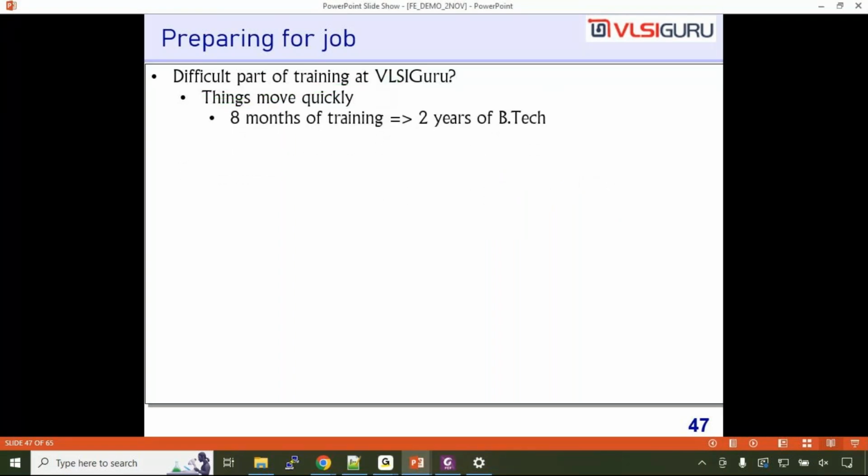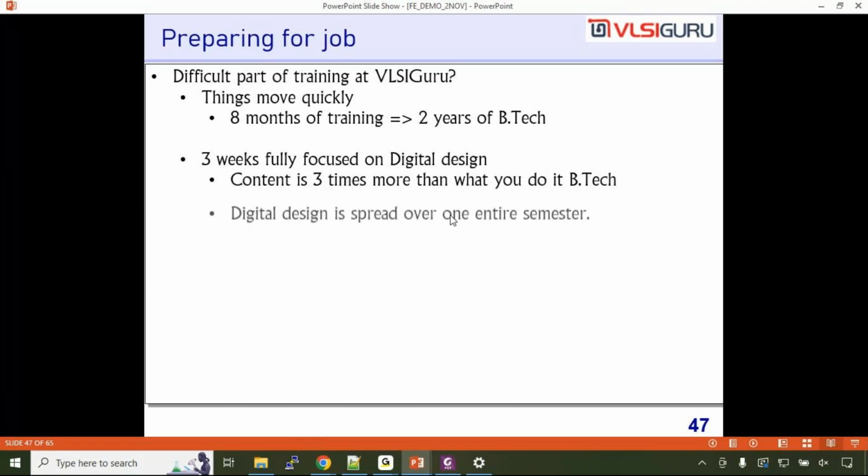So 8 months of training is very similar to the amount of knowledge you learn in 2 years of your BTech. That much depth the subject will go to. As I said, our content is a lot more in depth. The reason is that in BTech you study mostly for getting the percentage. Your BTech degree mainly doesn't translate into a job. Completion of BTech doesn't automatically mean getting a job.